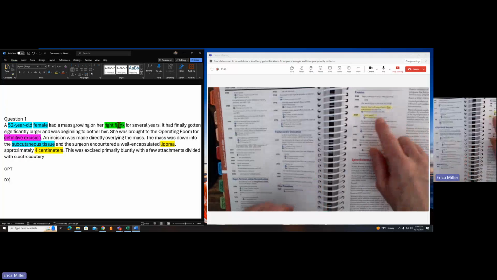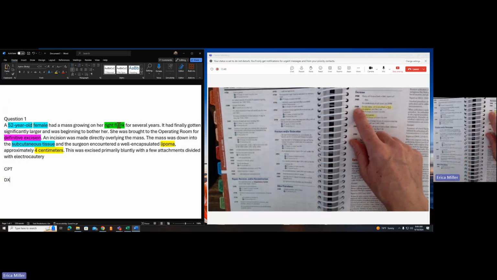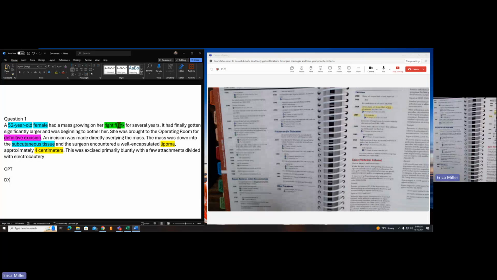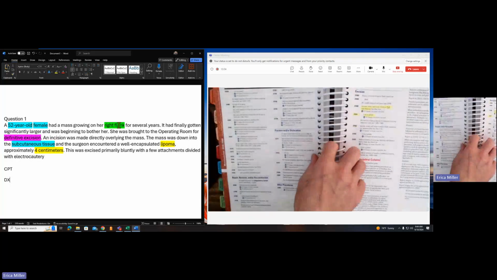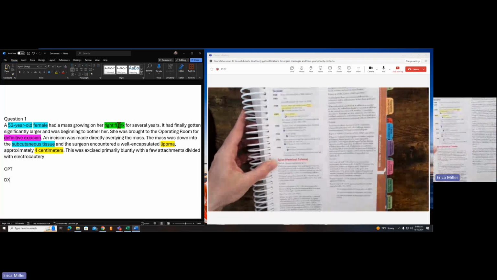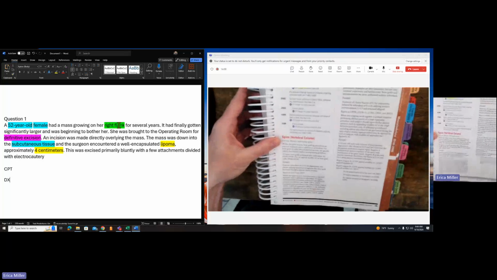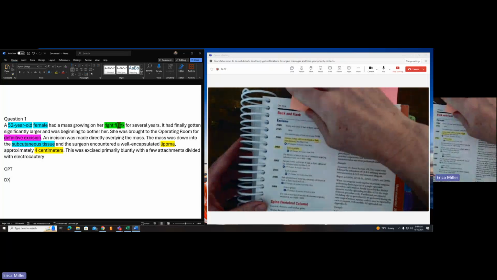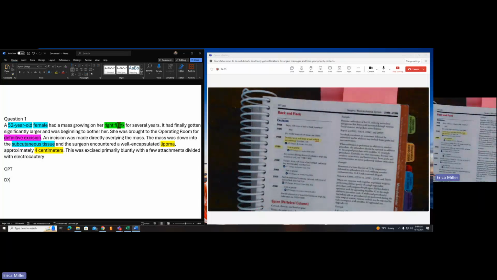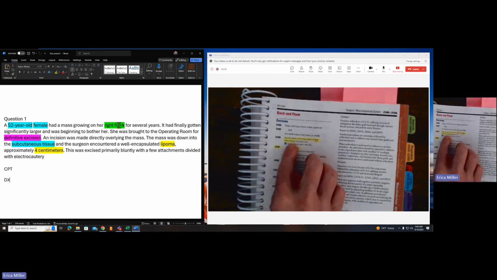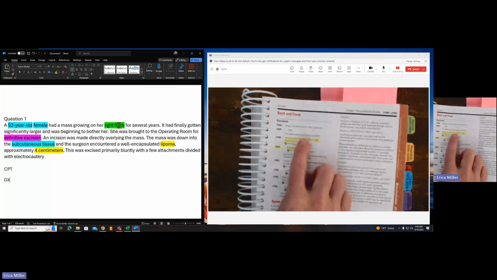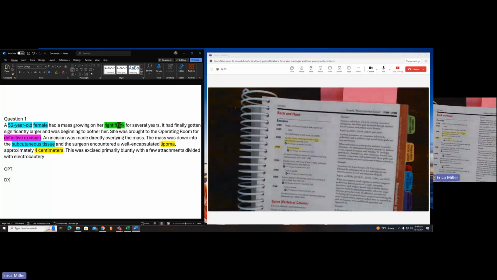So I've already highlighted this, and I can see one of the suggested codes from my index was 21930. Now, when I come over and read 21930, let me see if I can zoom in a little bit more for you guys. There we go. What you can see here is we've got excision, tumor, soft tissue of back or flank, and there's our subcutaneous detail. Now, 21930 is less than 3 centimeters, and ours was approximately 4 centimeters.